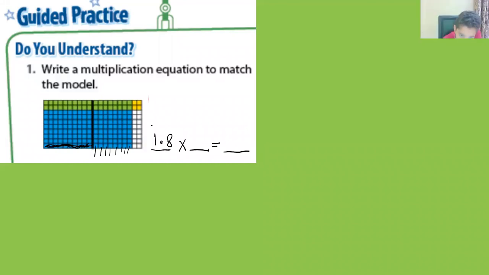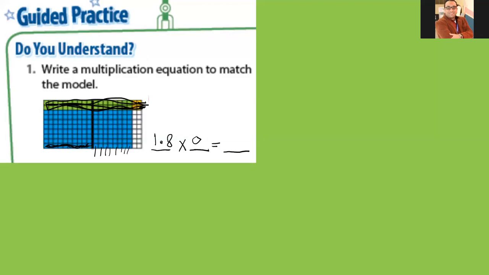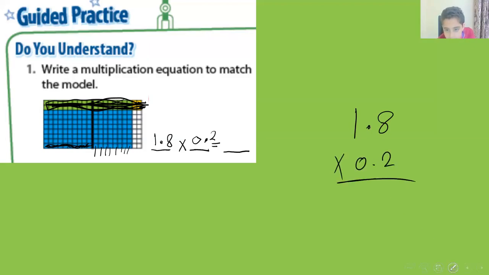After that, you will count the yellow. The yellow here represents what? 2 rows, just 2, not 4. We count all this, not the small cubes. All this distance, they are 2 rows. So it is 0.2. So we finish, we get the factors we are searching for: 1.8 by 0.2.